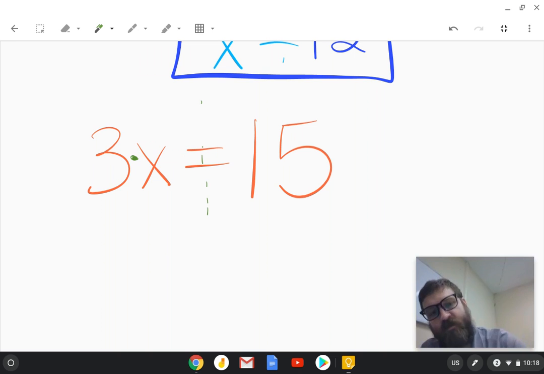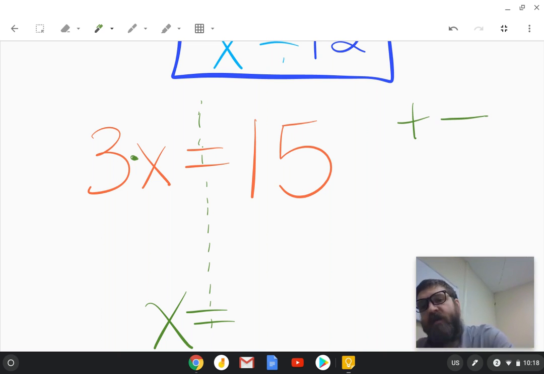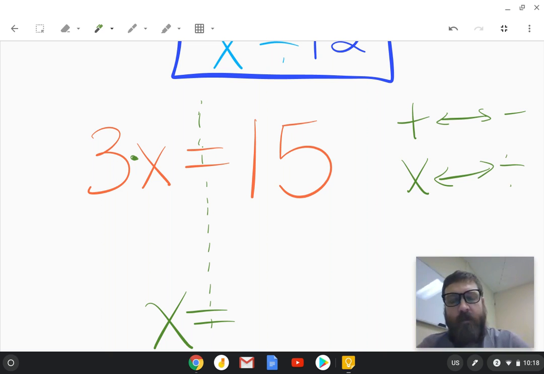I'm going to draw my dashed line to show that this is where the equation is balanced. And I know I want to get to x equals. So how do I get there? Well, I need to get rid of this 3. But since 3 is being multiplied times x, I can't add 3 or subtract 3 to get rid of it. I have to do the opposite. So in the same way that plus and minus are opposites of each other, multiplication and division are opposites of each other as well. So I'm going to divide by 3.